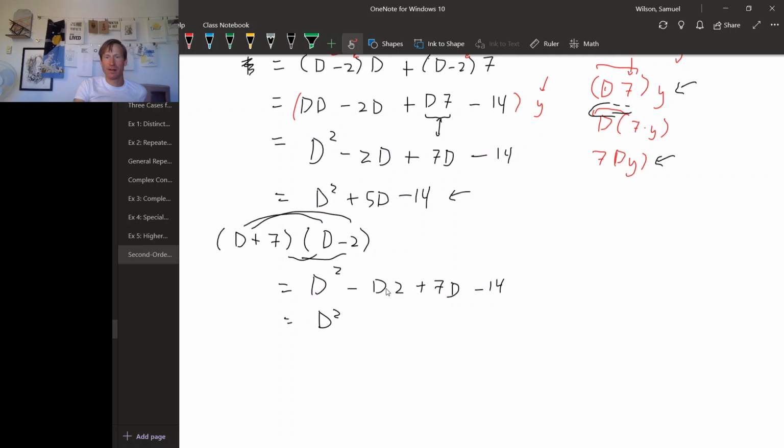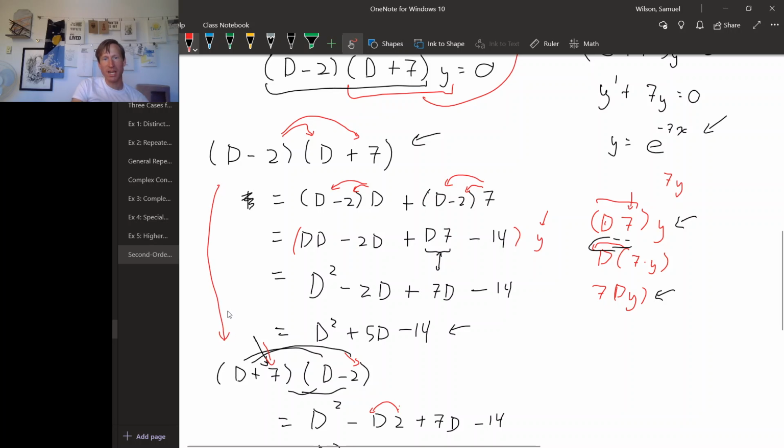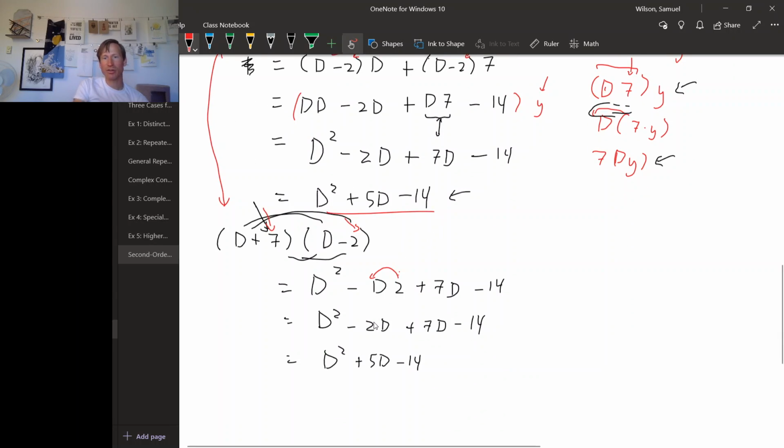So D squared. Now here again, we can move this 2. These two operators, D and 2, commute because 2 is a constant multiplication operator. So minus 2D plus 7D minus 14. And you see we get the same thing, D squared plus 5D minus 14. Because these are constant coefficient linear differential operators, it doesn't matter which order you do this multiplication in. You get the same second order linear differential operator either way.